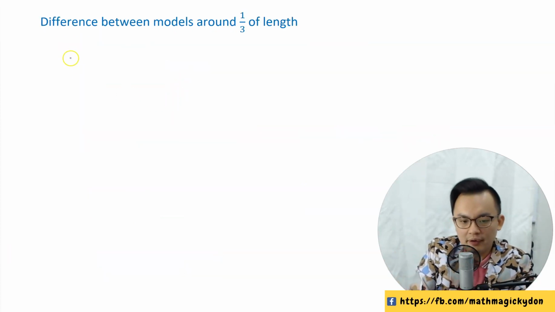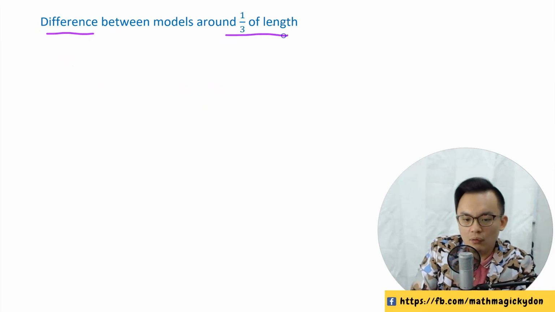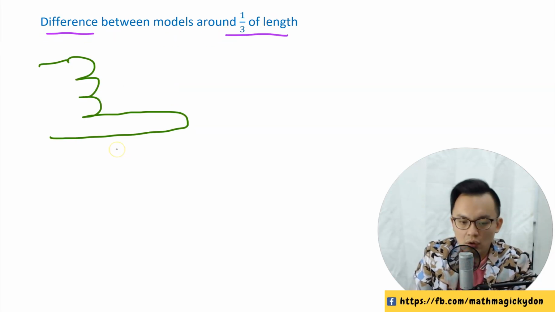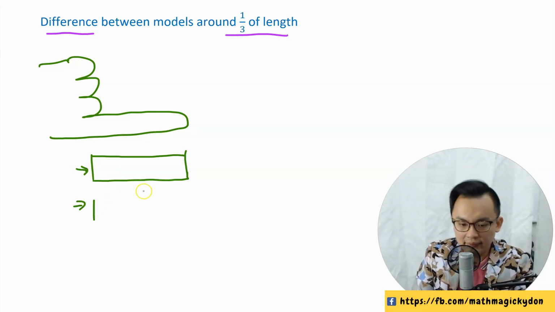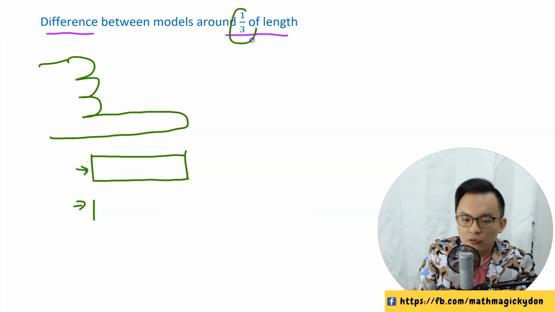Okay, the next thing I want to talk about, right, is the difference between models is around 1/3 of the length. Place your little finger on the table. And then after that, first thing, right, you draw your vertical line. And then you draw your horizontal line to connect the models. And the second thing, right, the second vertical line, this one is actually quite important. This line and this line, try to make sure that they are aligned together. Now the second vertical line should be around difference is around 1/3.